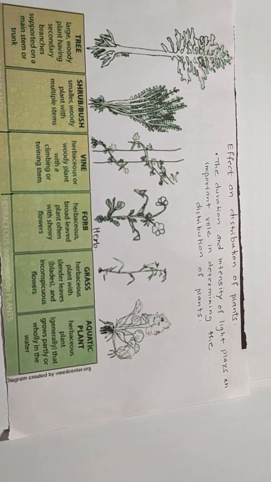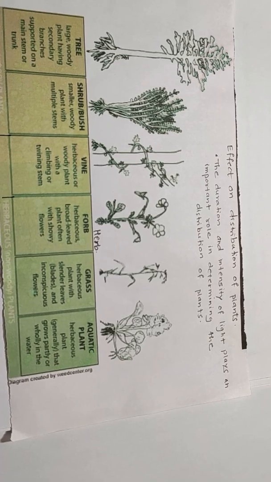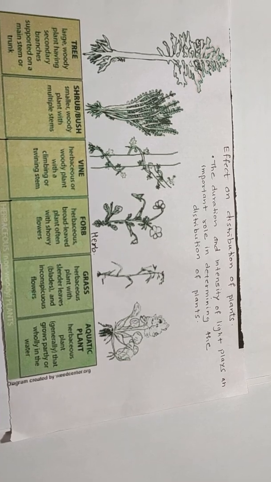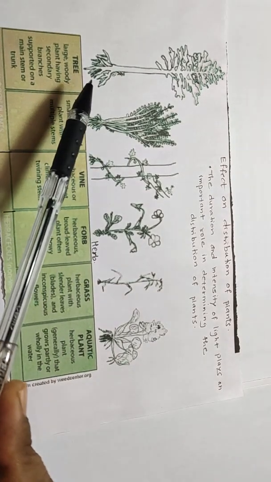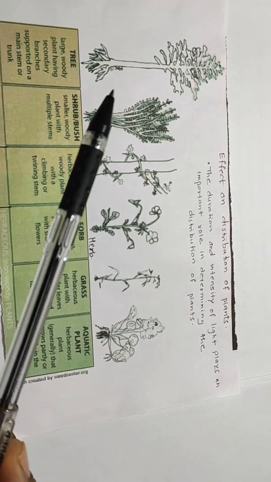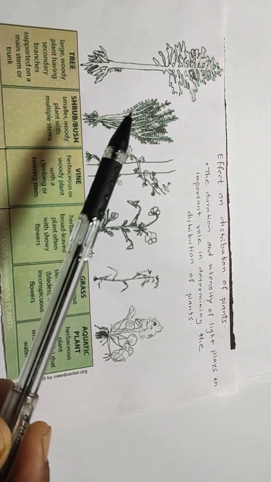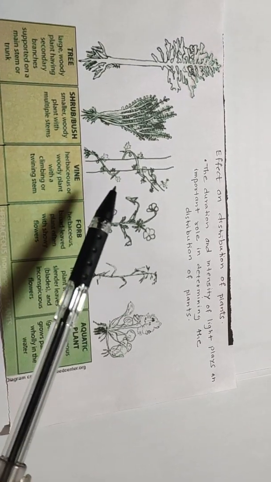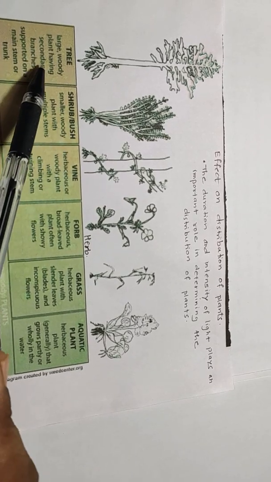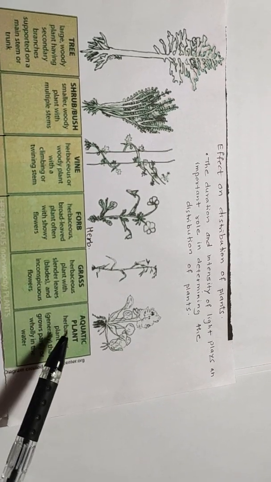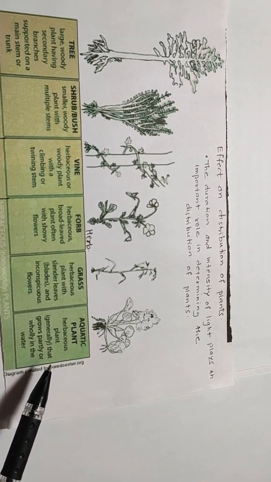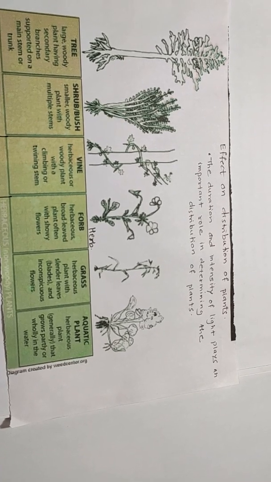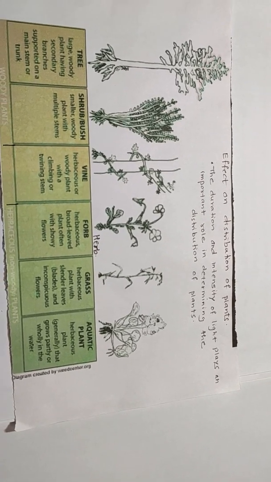Effect on distribution of plants. The duration and intensity of light play an important role in determining the distribution of plants. So those plants which get more light grow tall in the forest: trees, shrubs, vines, herbs, grasses, and aquatic plants. Their distribution depends on how much light they absorb. So there is an effect of light on the distribution of plants.